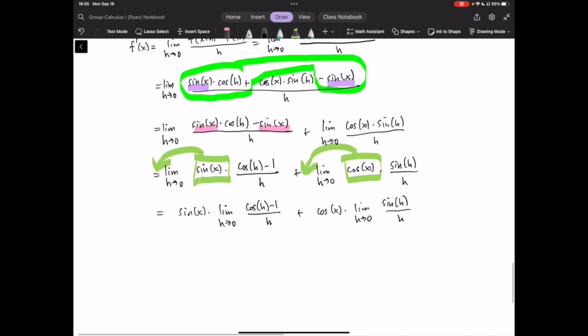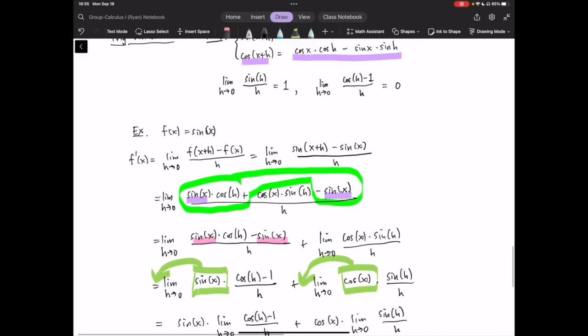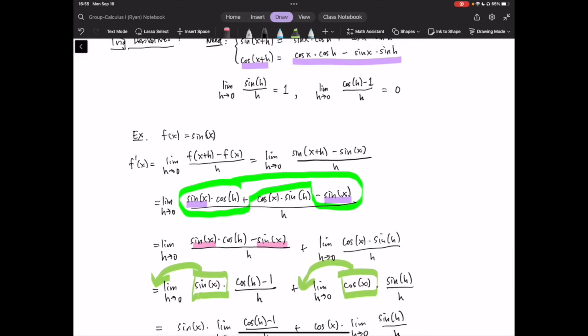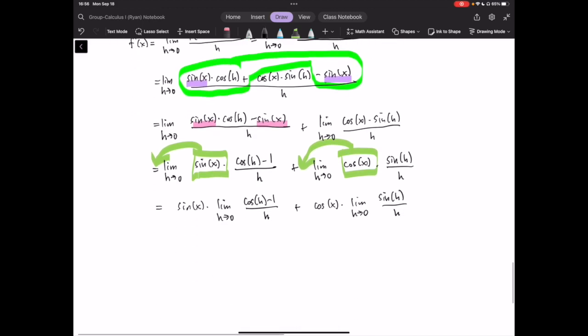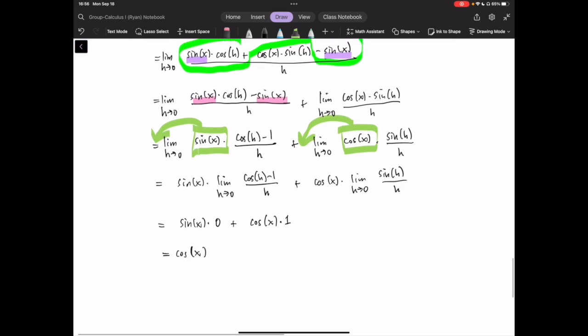And these are exactly the two limits that we were given. The limit as h approaches 0 of cosine of h minus 1 over h, that whole thing becomes 0. And the limit as h approaches 0 of sine of h over h, that one becomes 1. So this whole thing then becomes sine of x times 0, because that limit is 0, plus cosine of x times 1, because that limit is 1, and then all that's left here is cosine of x.